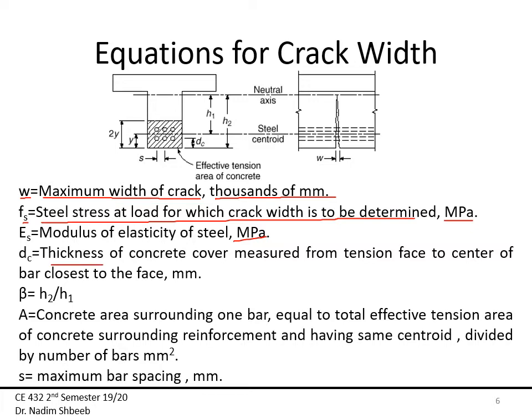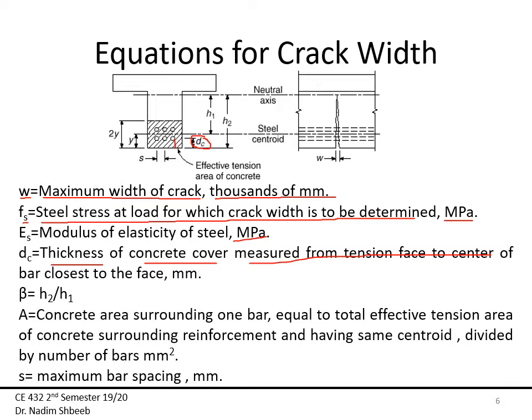DC is the thickness of concrete cover measured from the tension face to the center of the bar closest to the face, as I showed you before. So this is DC right here. It is to the center of the first bar.